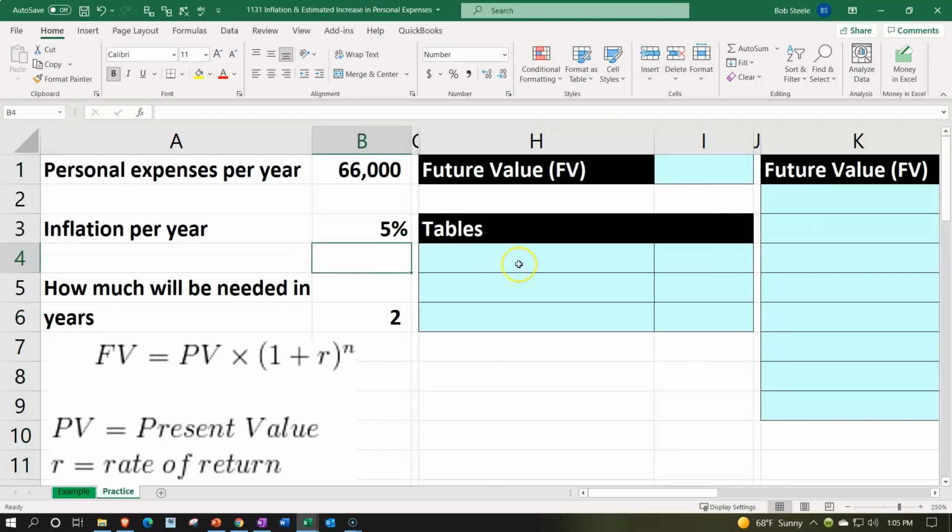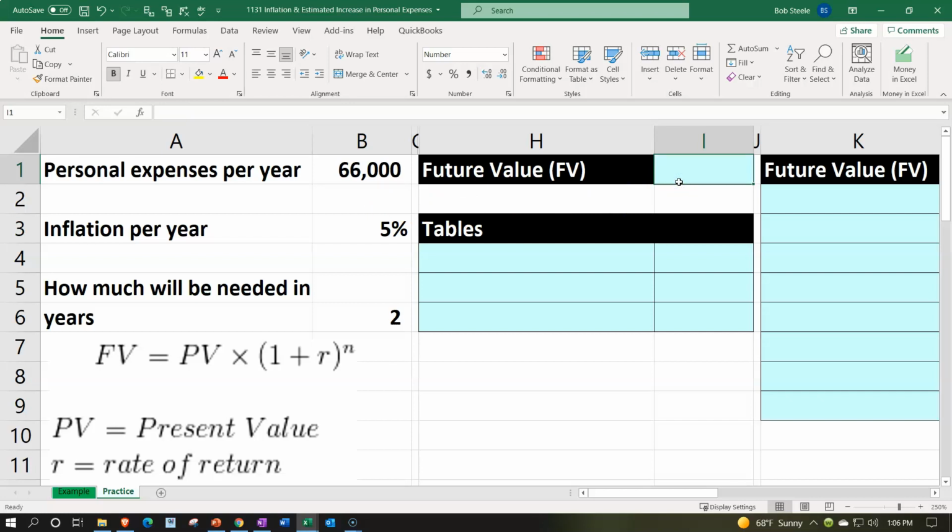Let's do our future value. This time I'm going to do it just for 2 years out. So we're going to say 2 years out, how much would we need if we had $66,000 to pay for the stuff that we want this time, and we want to buy the same food and gas and whatnot, and there's a 5% inflation.